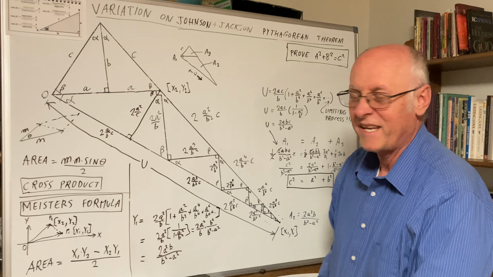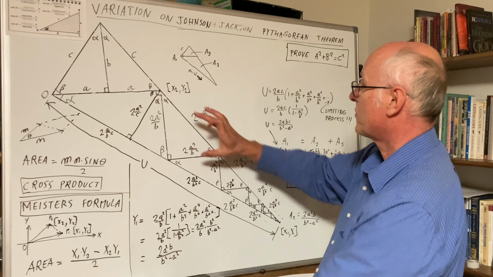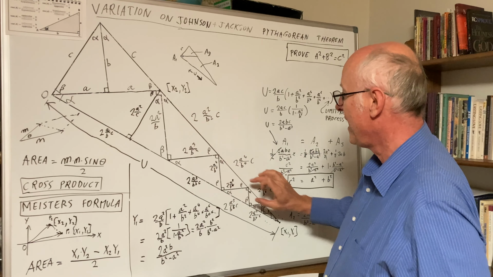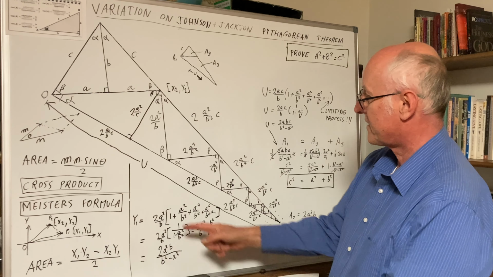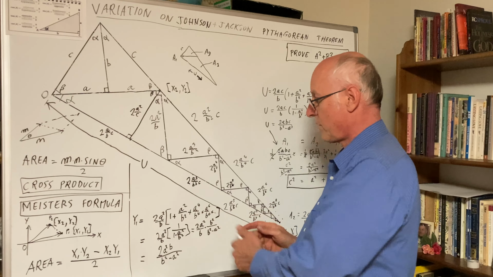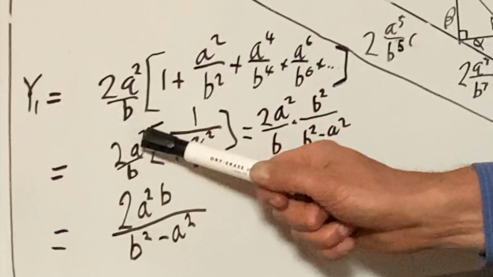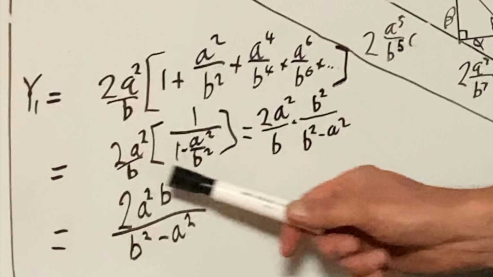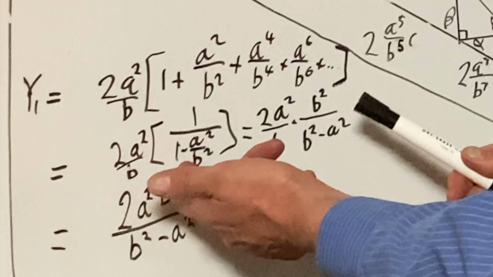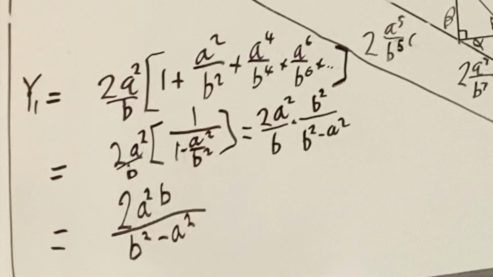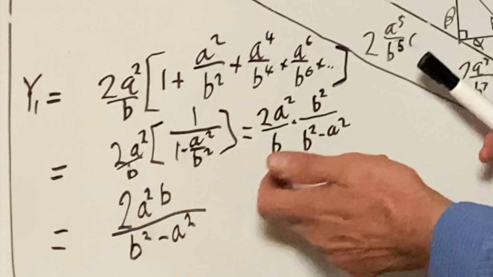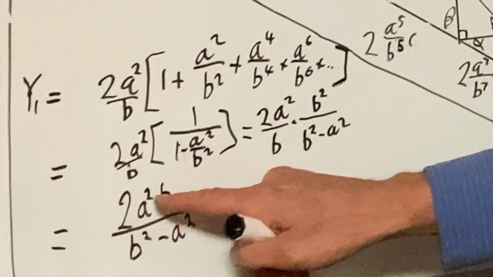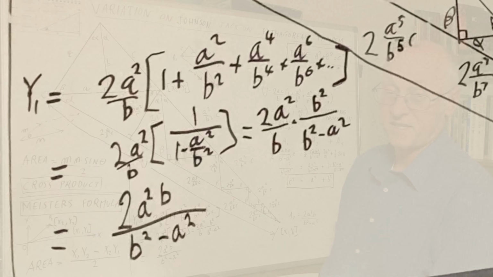Okay, so using Meister's formula, the value for y1 is essentially you factor out this 2a squared over b out of each of these heights, and you get a similar type of progression, a series. So you've got 2a squared over b times this series here, which we saw before, and that's basically this. Going from here to here is a limiting process. Simplify this, you get this, and then going further you get 2a squared b over b squared minus a squared.